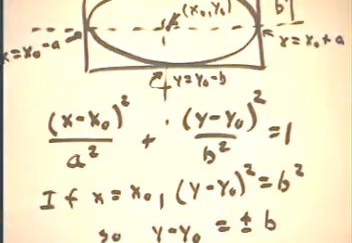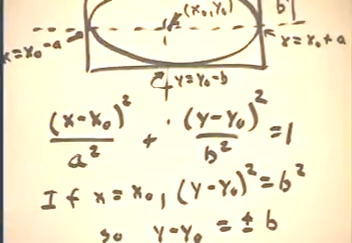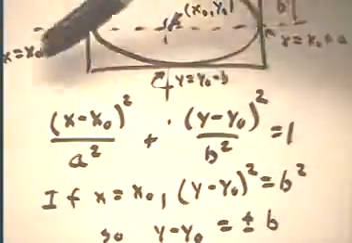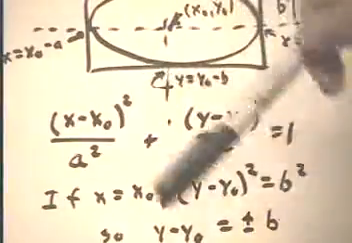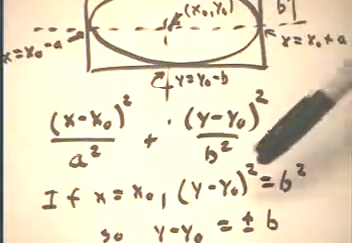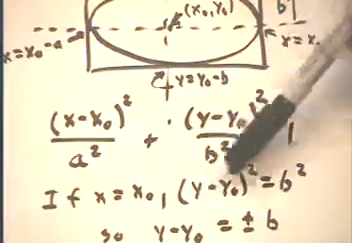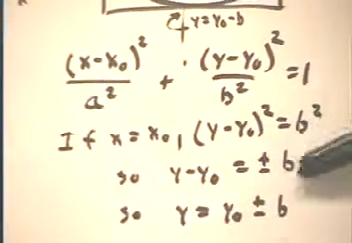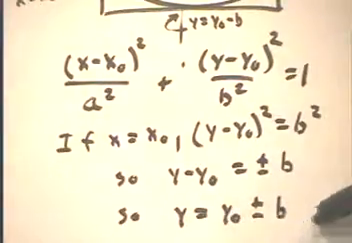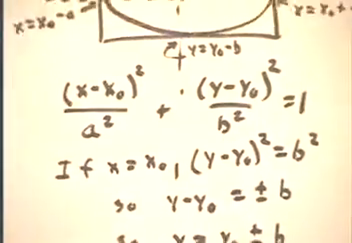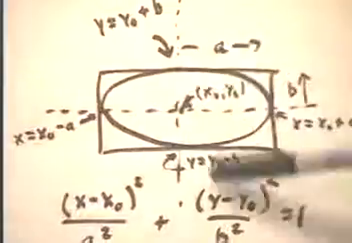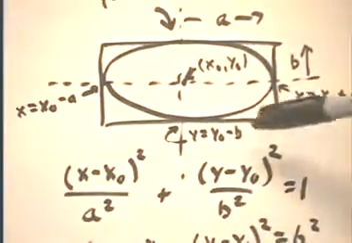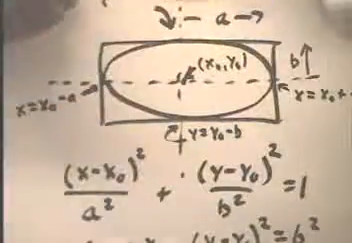Then we see, for example, that if x equals x naught, x minus x naught squared is, of course, 0. And we have y minus y naught squared over b squared equals 1, so that y minus y naught squared equals b squared. Y minus y naught is plus or minus b, so y is y naught plus or minus b. Consistent with the picture that we've just drawn. And this tends to at least validate, to an extent, the procedure that we've just used.